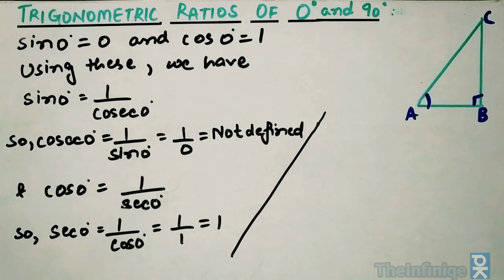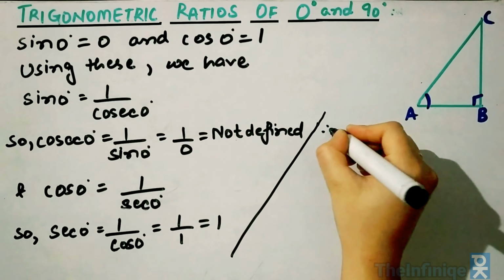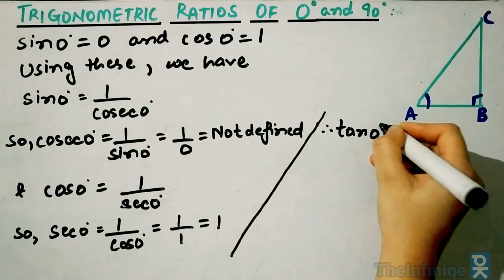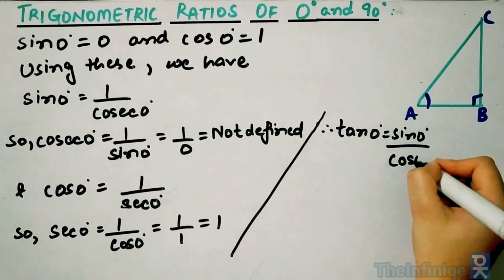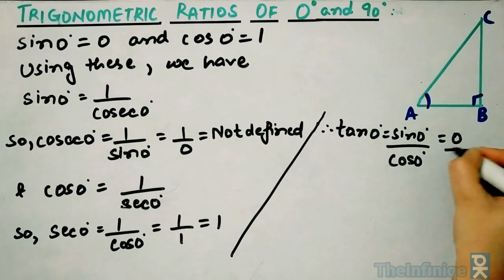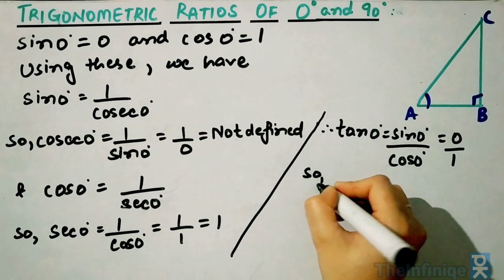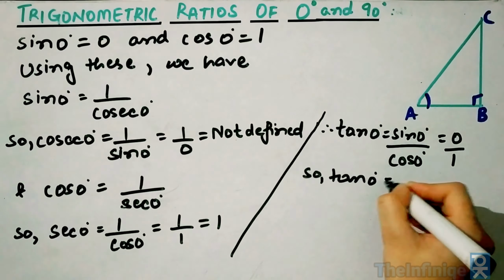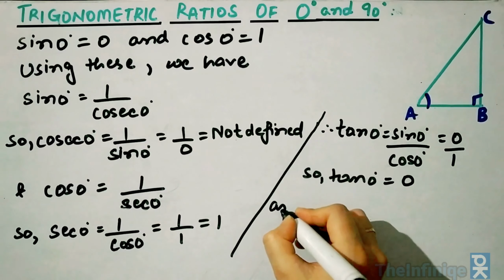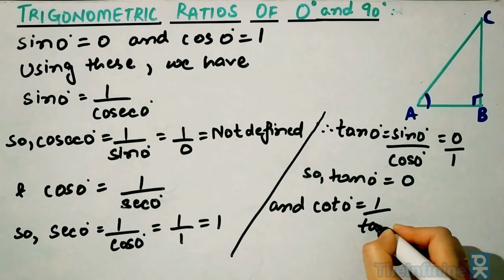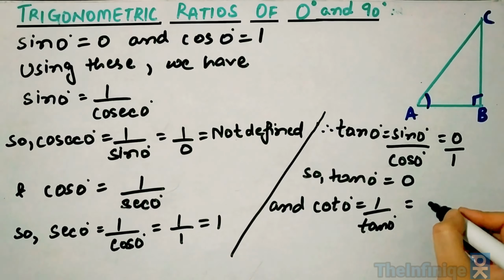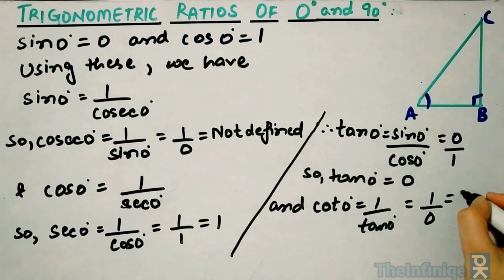Also we know that tan is equal to sine upon cos. Therefore tan 0 degree is equal to sine 0 degree upon cos 0 degree. Sine 0 is 0, cos 0 is 1. So tan 0 degree is equal to 0. And cot 0 degree is equal to 1 upon tan 0 degree. So 1 upon 0, which is not defined.